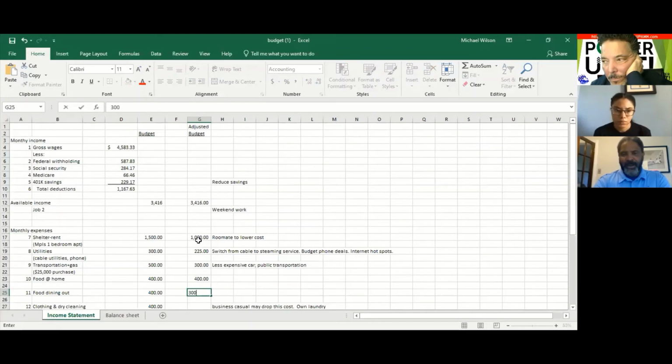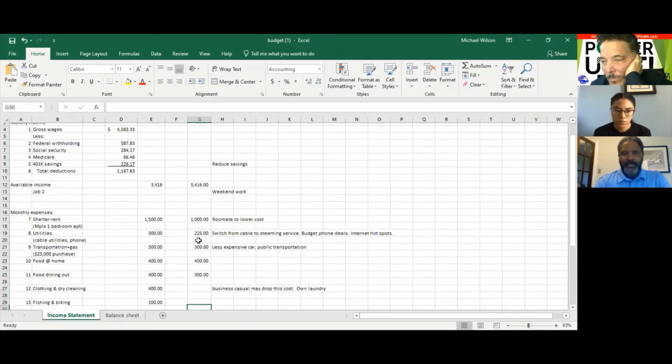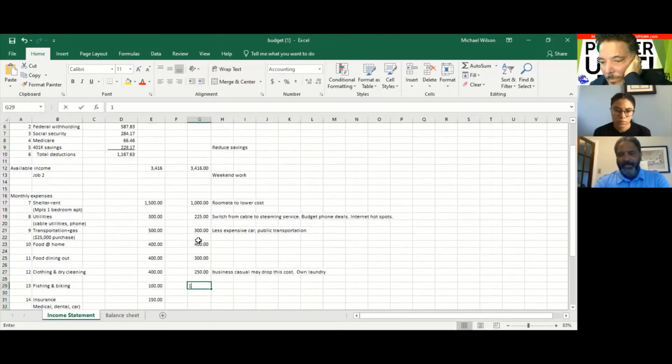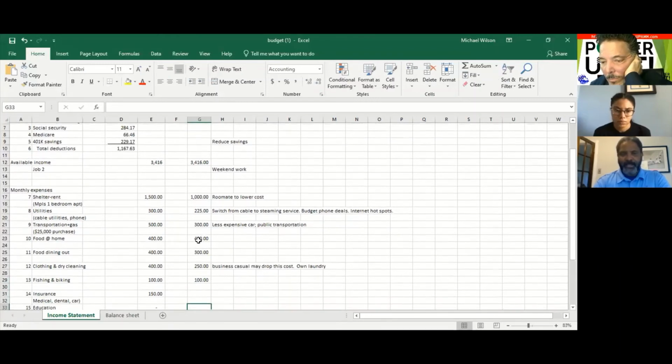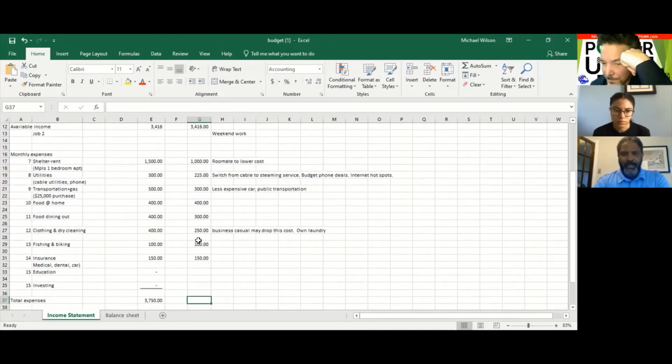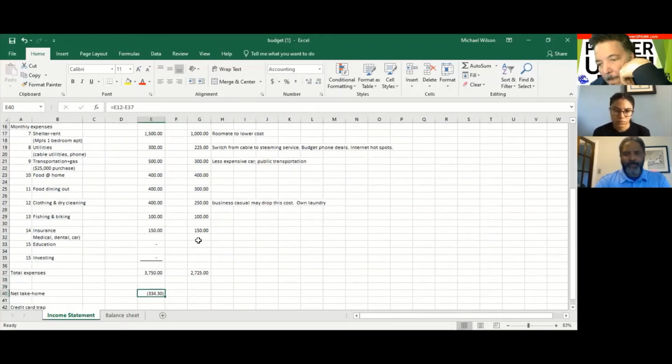And let's say you drop that cost down. And then your clothing cost, you could get down to say $250. And then your hobbies, you don't have to give those up. And then your insurance is going to be similar. And then all of a sudden, you've got some money that you can work with every month that could go towards these other important pieces.